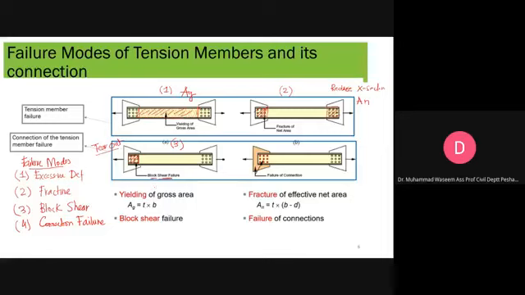The fourth mode is the failure of the connection. If the connections are weak, for example, if these bolts have very low shear capacity, these bolts can fail very quickly. If they fail, it means the failure of the whole member. This is a local failure, but it is considered a global failure. So these are the four failure modes in tension member. Any question?